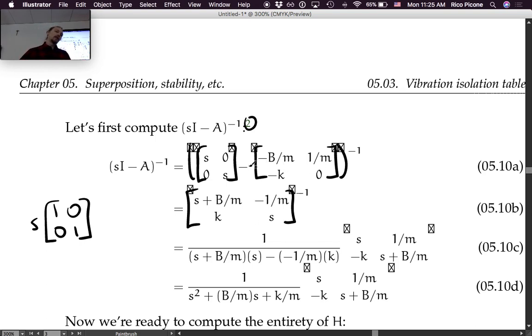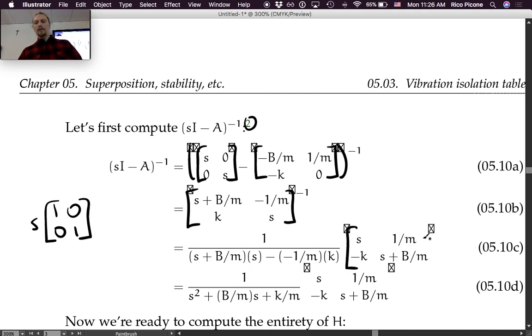I feel like often when we take 0 minus something, people forget about the negative sign. It just happens a lot. Just something to keep in your mind. Don't forget the negative sign. Okay. Good.